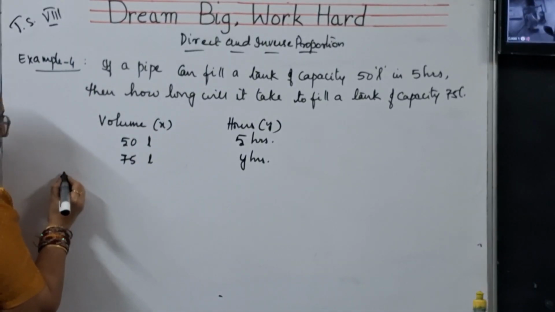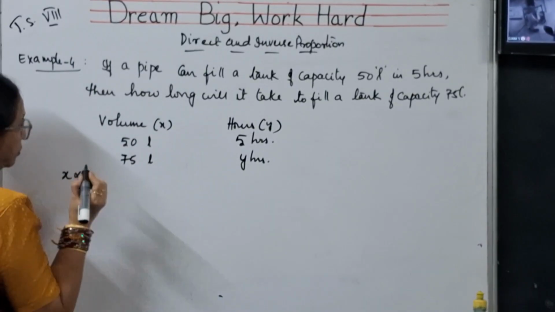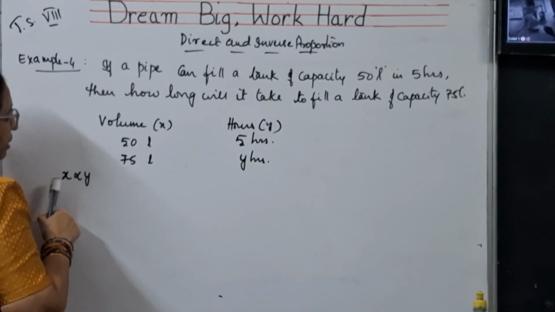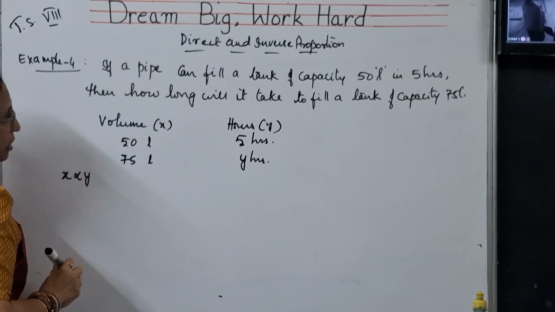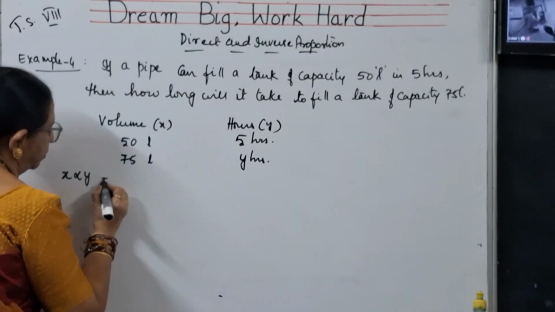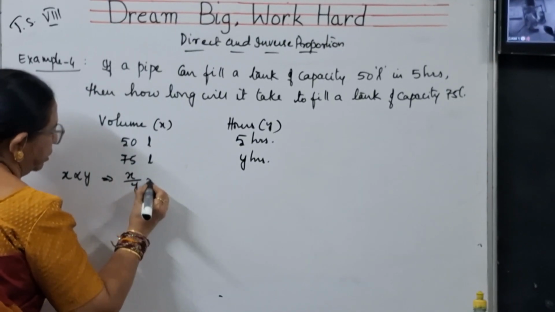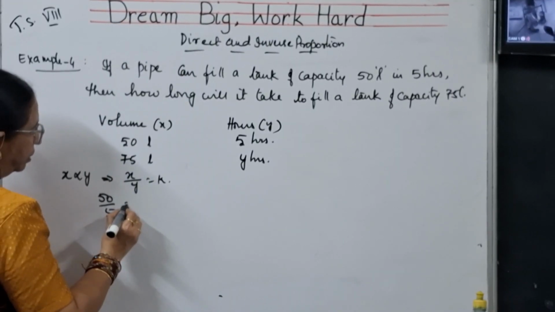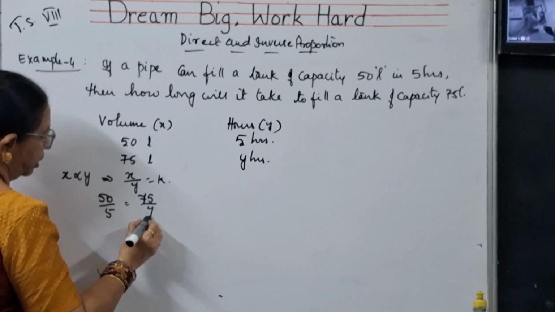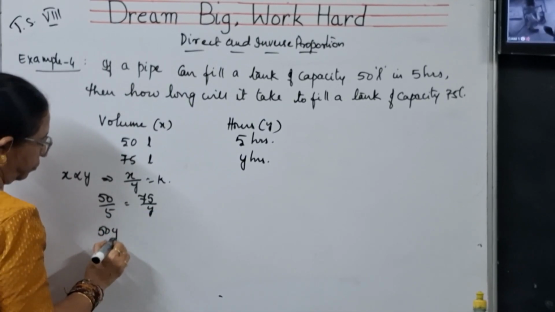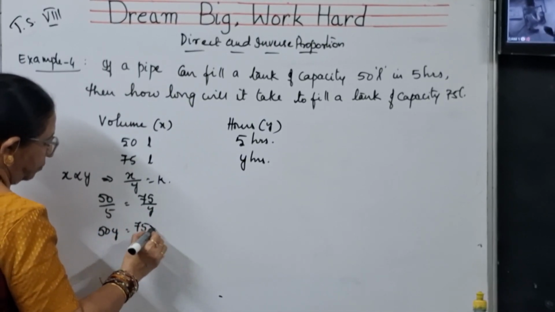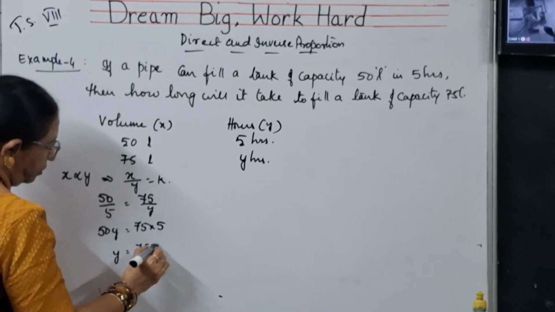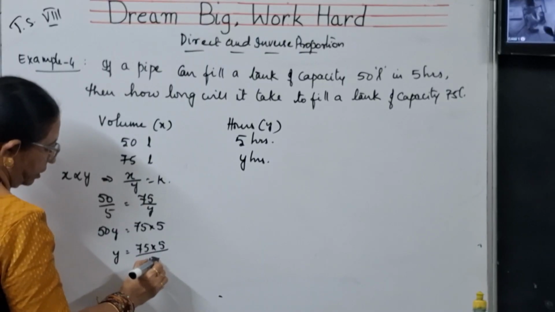Here x is directly proportional to y. Why? Because as the capacity increases, hours also will increase. So x is directly proportional to y. This implies x by y is constant. That means 50 by 5 is equal to 75 by y. That is 50y is equal to 75 into 5. y is equal to 75 into 5 by 50.